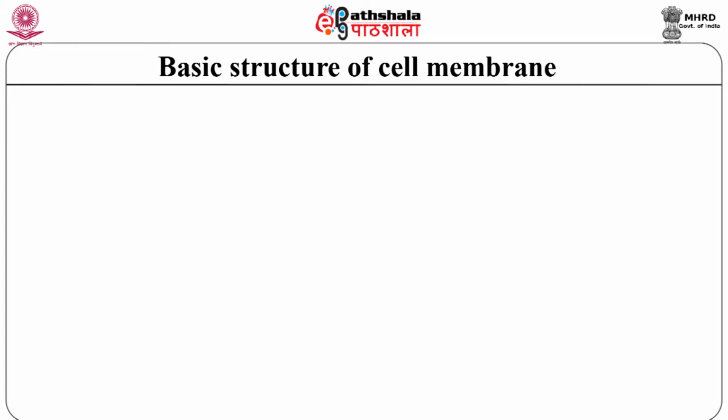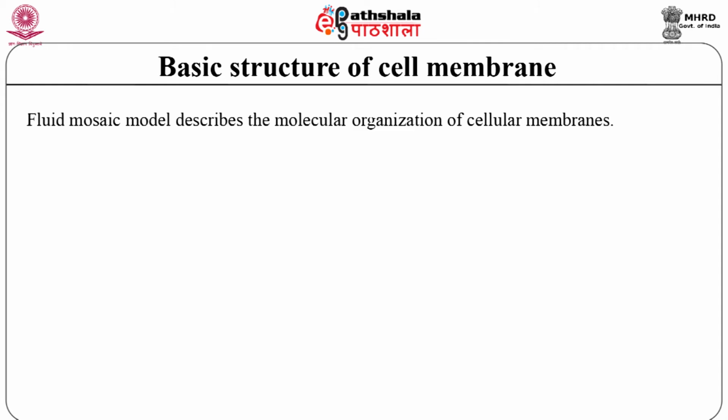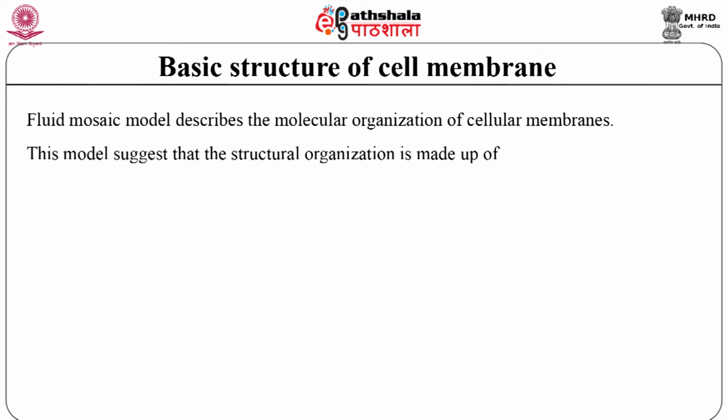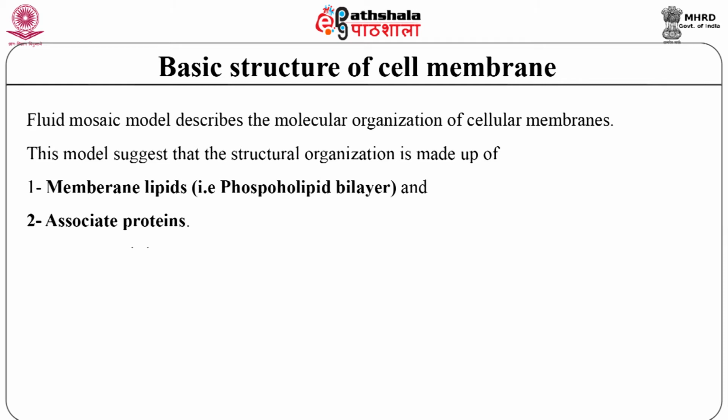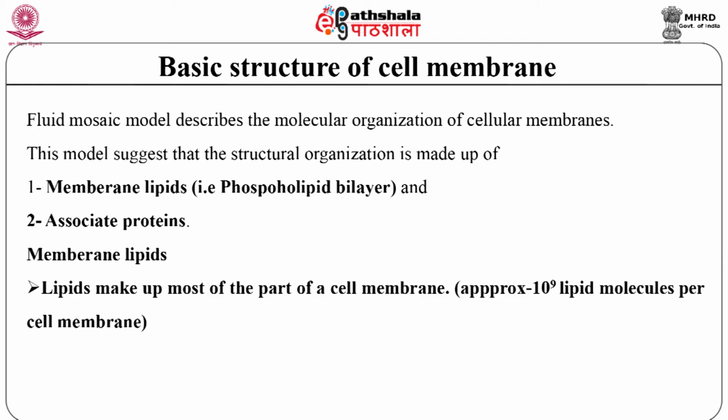Let's see the basic structure of the cell membrane. The fluid mosaic model describes the molecular organization of cellular membranes. This model suggests that the structural organization is made up of membrane lipids, that is, the phospholipid bilayer, and associated proteins. Let's see details of membrane lipids. Lipids make up most of the cell membrane, approximately 10 raised to 9 lipid molecules per cell membrane.